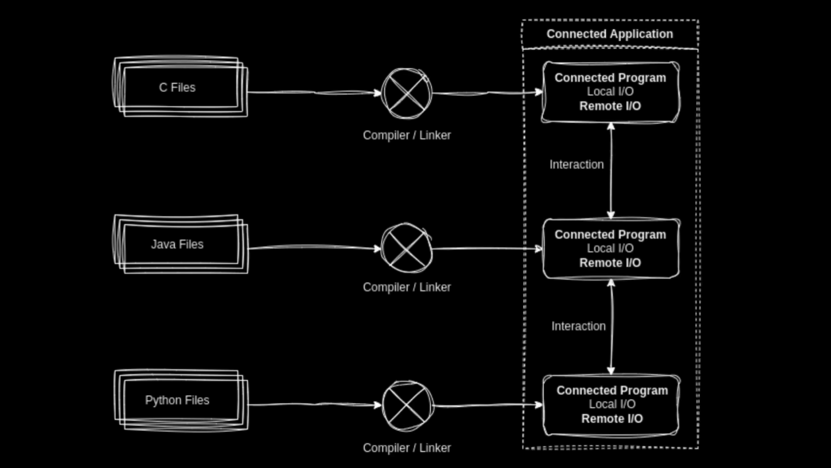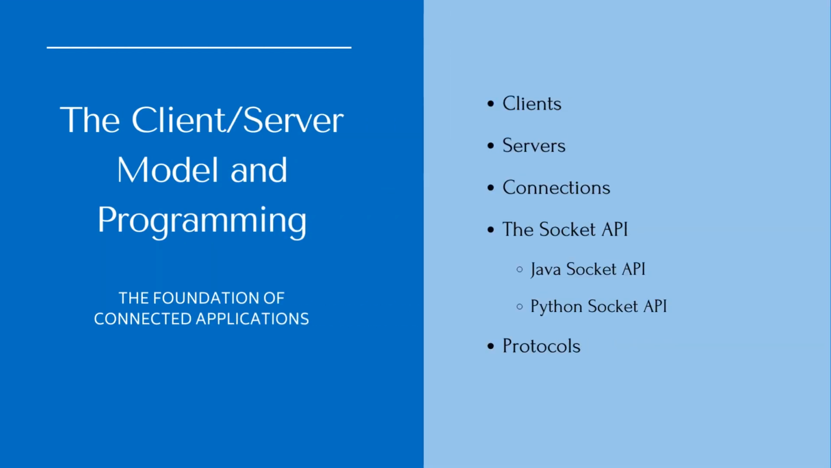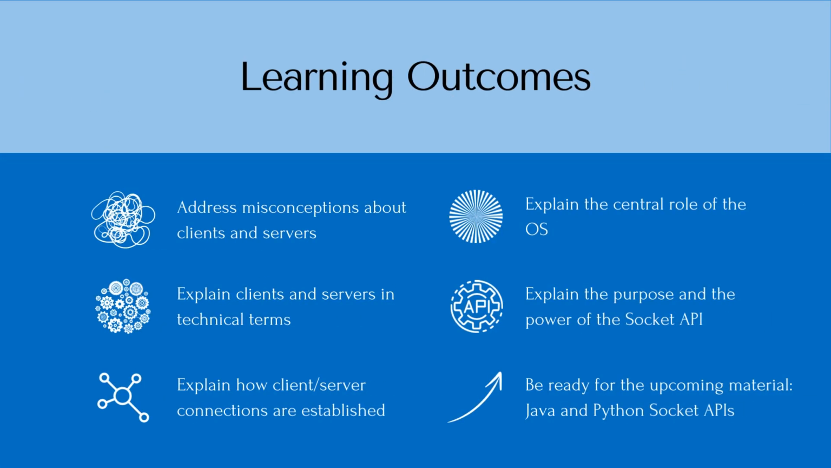In the first video of this series on the client-server model and programming, we introduced connected applications made of several interacting programs. We also introduced the client-server model and programming as their foundation. In this second video, we'll start with the following basic concepts: clients, servers, connections, and the socket API. By the end of this video, you will be able to address misconceptions about clients and servers.